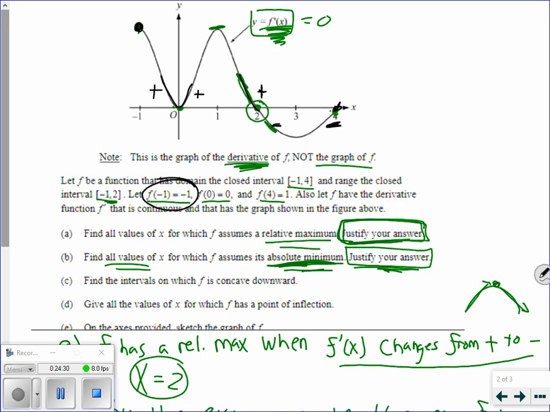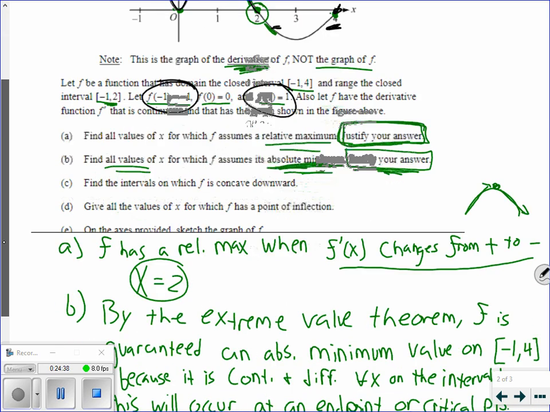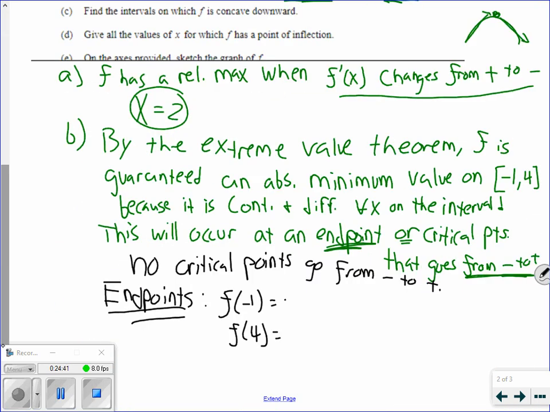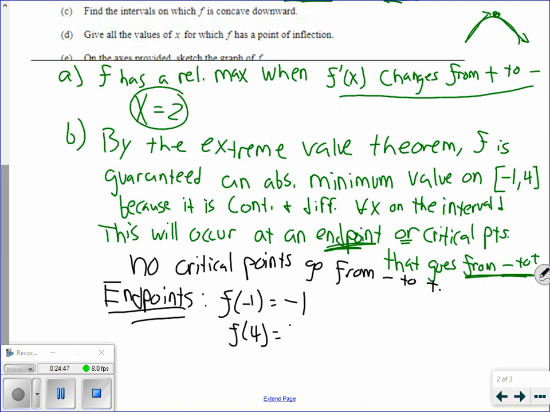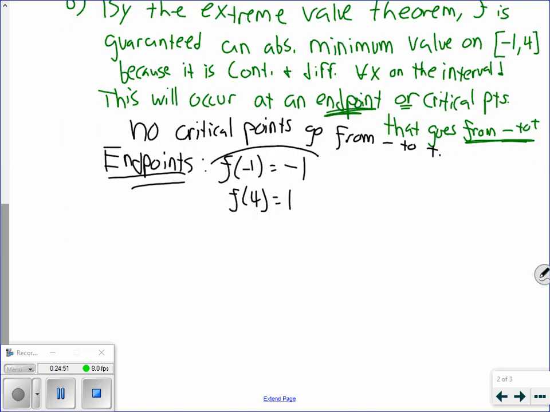Well, it's told in the problem. And that's the whole point of them telling you in the problem to help you with part B. So f of -1 is -1. And f of 4, it looks like the original value is 1. So based off of that, this is going to be our relative minimum.